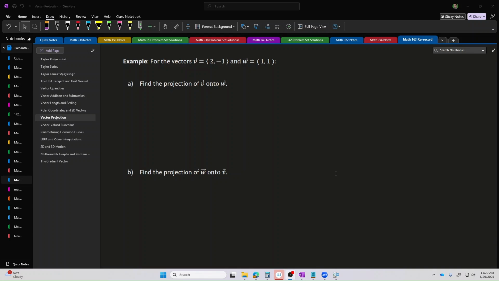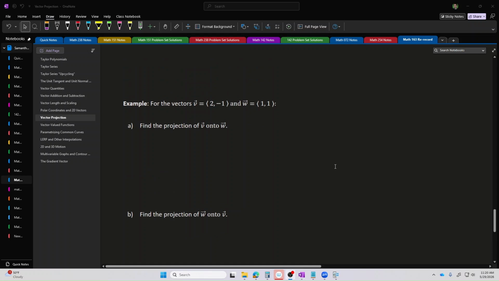Now let's go ahead and get some practice actually calculating the projection using the projection formula. Here I have a vector V equals 2, comma, minus 1, and a vector W equals 1, comma, 1. To begin with, let's project the vector V onto the vector W. So since I'm projecting onto the vector W, I'm going to need to start by finding V dot W. Then I'm going to need to find the squared length of W. And then I will use that to create a scalar multiple, which I apply to W.